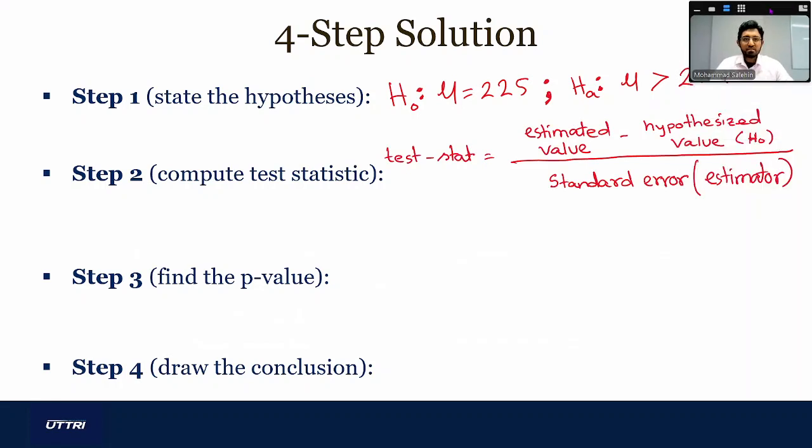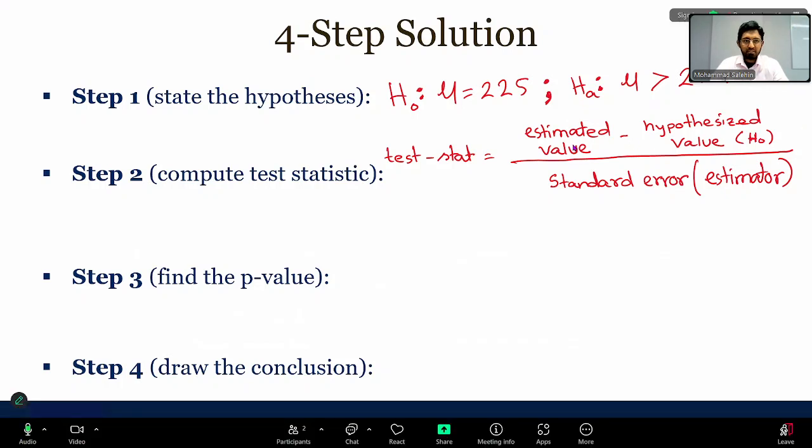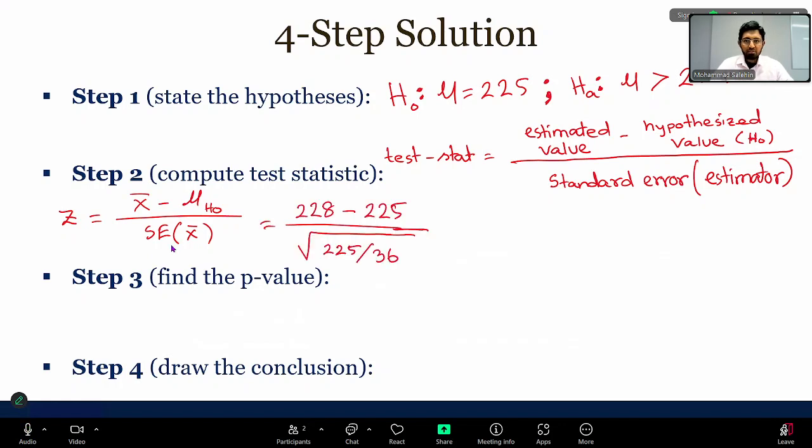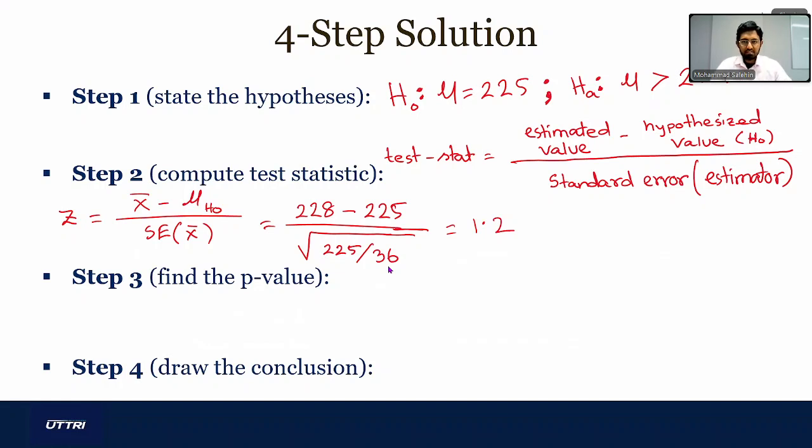Now, step 2. With step 2, we have to compute the test statistic. The general formula for the test statistic is the estimated value from the sample minus the hypothesized value in the null, divided by the standard error of the estimator. In our case, we will be calculating the z value, and it would be x bar minus mu naught divided by the standard error of x bar. From our given information, x bar is 228 minus 225, and the standard error of x bar would be the square root of the variance, 225, divided by the sample size, 36. From this we get that the z value is 1.2. So step 2 is done.